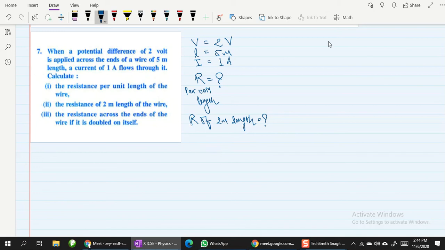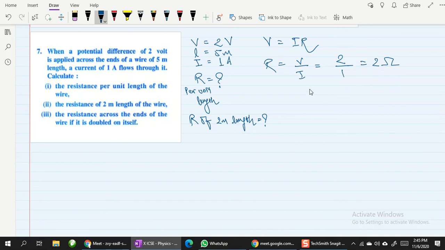R is V by I. Sir, for resistance, we'll use the formula V is equal to IR by Ohm's law. So R is equal to V by I, that is 2 by 1, which is 2 ohms. Okay, so this is the resistance of 5 meter length, right?